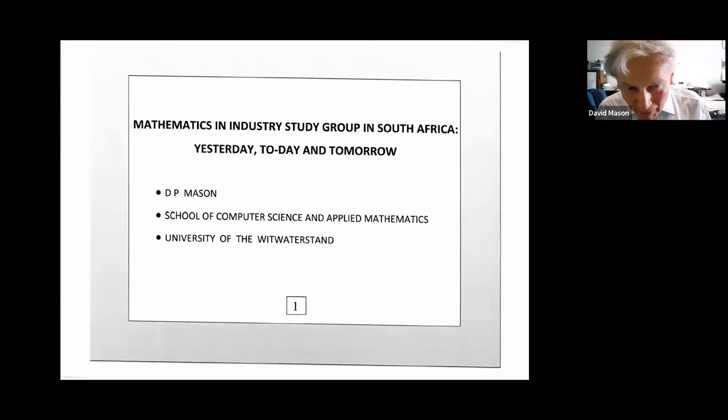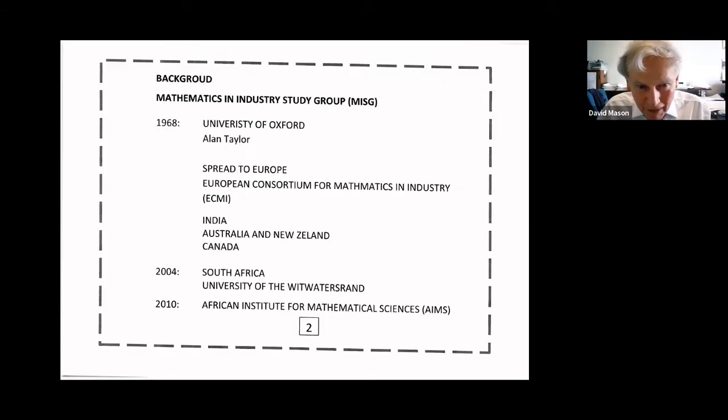I've titled this Mathematics and Industry Study Group in South Africa: yesterday, today, and tomorrow. Now, Mathematics and Industry Study Groups are an international organization. They were first founded at the University of Oxford in 1968 by Alan Taylor. He did a sabbatical in the United States and saw the very good contact between universities and industry there. And when he came back, he thought we must do something about contact with industry in the UK universities. It spread to Europe.